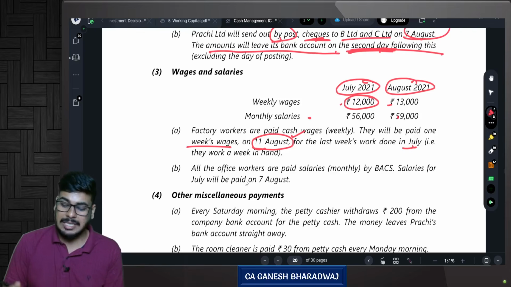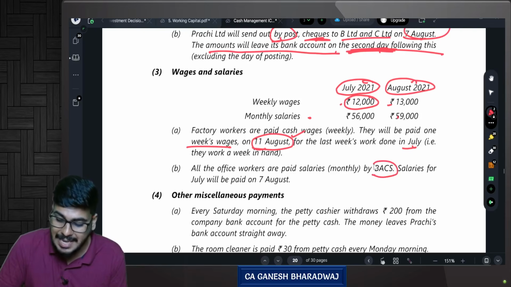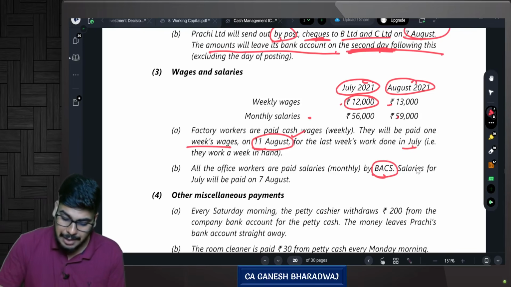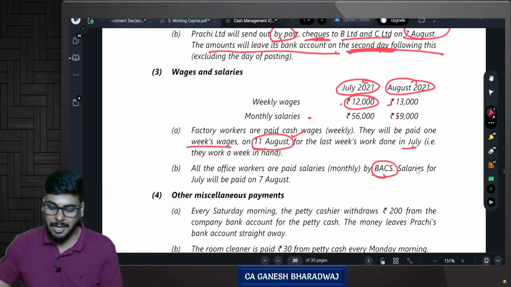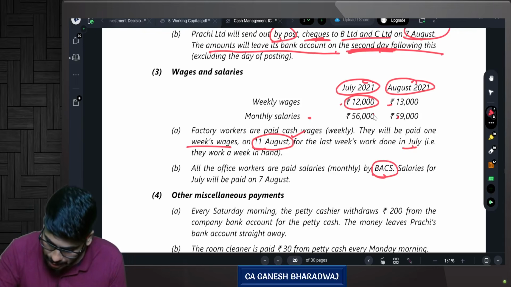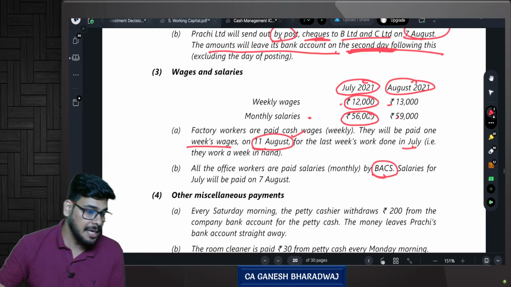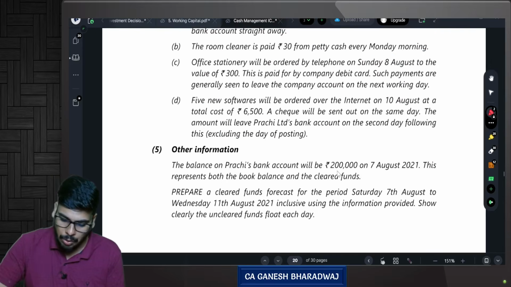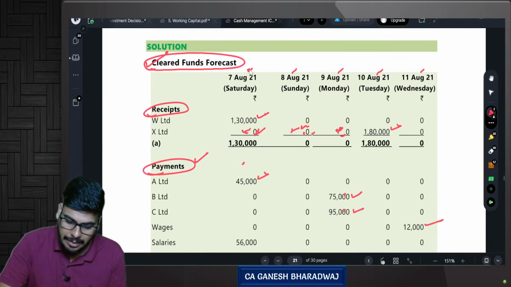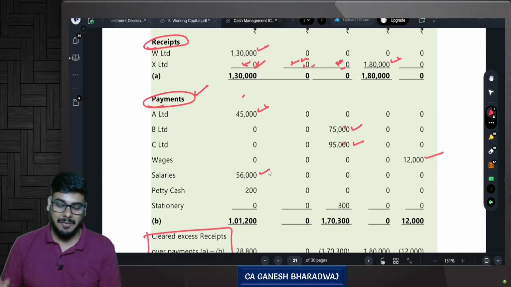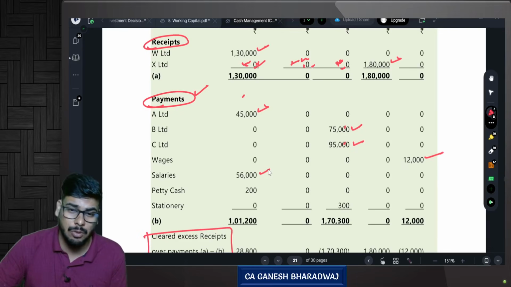The office workers are paid salaries on a monthly basis under BACS. BACS is what? That instant automatic payment. Salaries for the month of July will be paid on 7th of August. So this 56,000 rupees will move out of my bank account on 7th of August, correct? So on 7th of August, 56,000 rupees will move out of my account by way of what? By way of salaries. Are you clear with this?